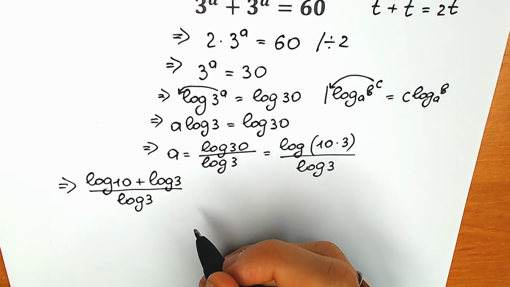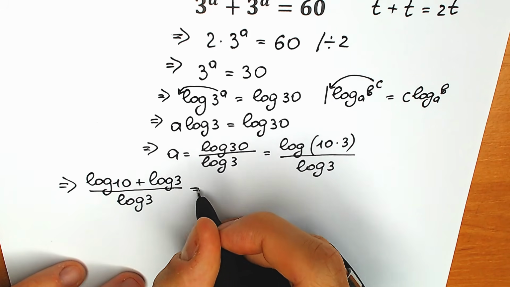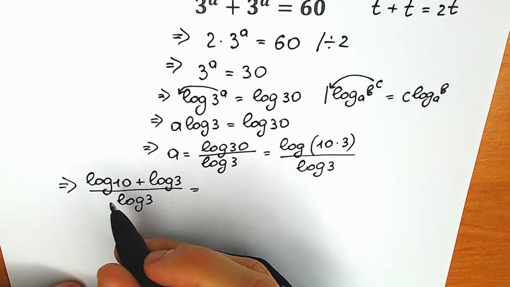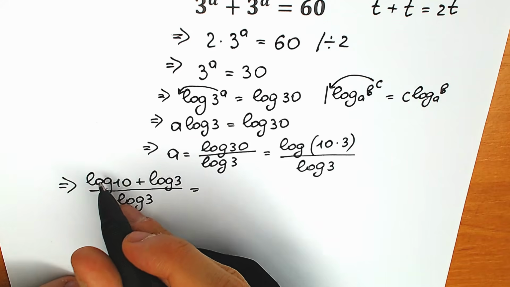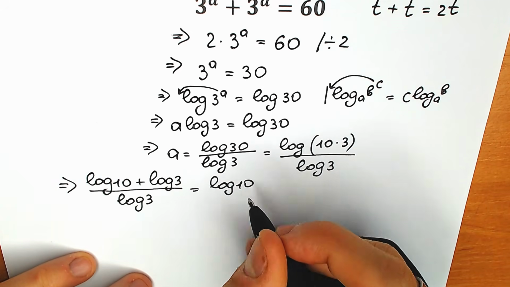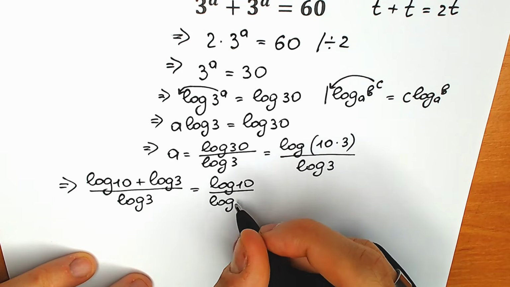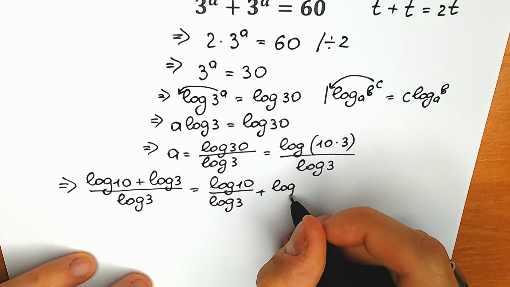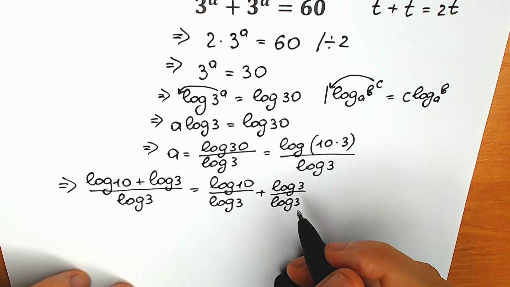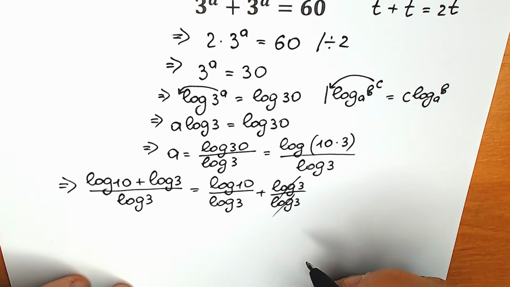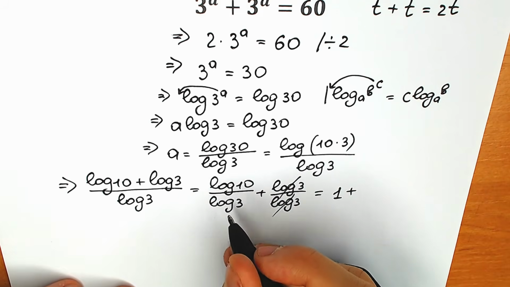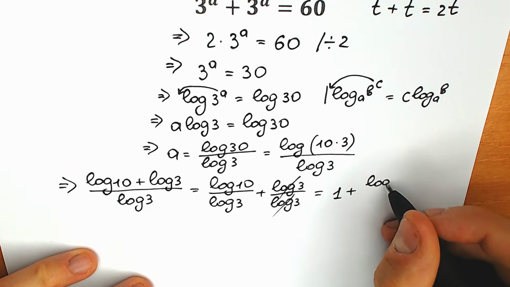What we're going to do next? Secondly, we're going to divide this numerator by this log 3, but not the whole numerator like that. We're going to divide it by parts. So log 10 over log 3 and log 3 over log 3. Let's do it. So we have log 10 over log 3 plus log 3 over log 3. Okay, really great. And right now, this log 3 over log 3 equals 1. So as a result, we have 1 plus log 10 over log 3.